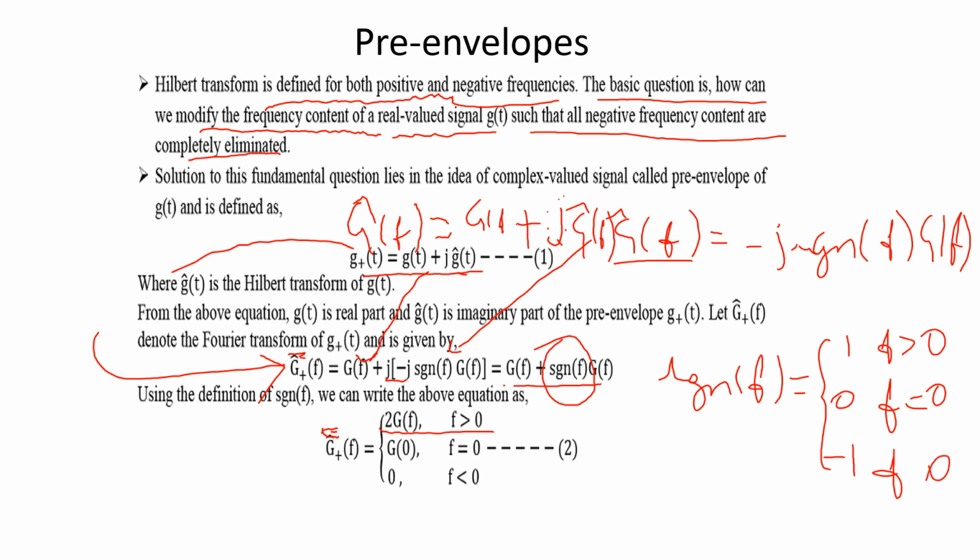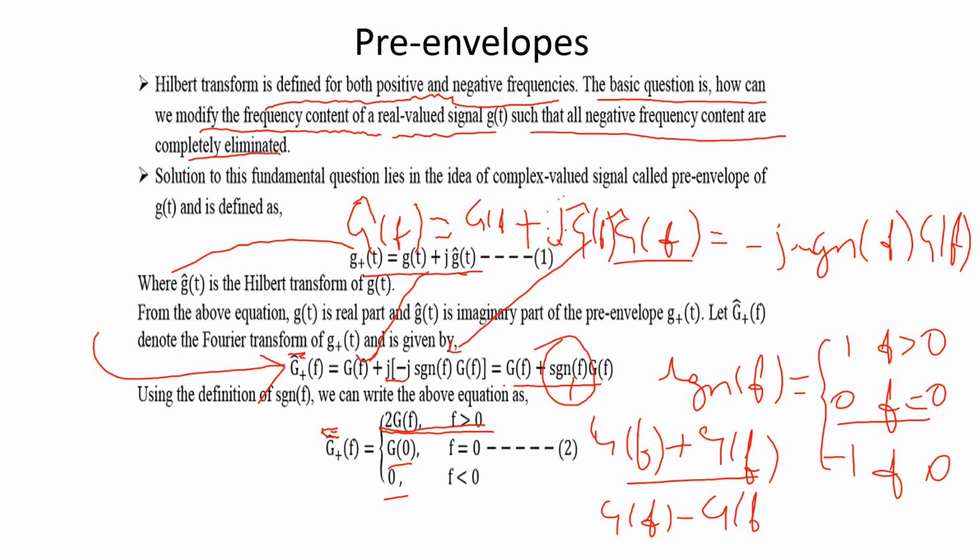After substituting this signum function, what does this become? The first function G of f is written as it is. For f greater than 0, G of f is written as it is, and instead of the signum function it is 1. So now it is 2G of f when f is greater than 0. When f is equal to 0, the value is G of 0. And when f is less than 0, it becomes G of f minus G of f, so the value is 0. Because of that, it has 0 value.